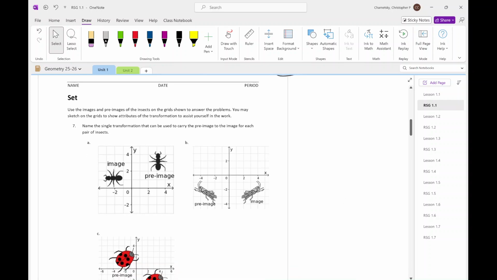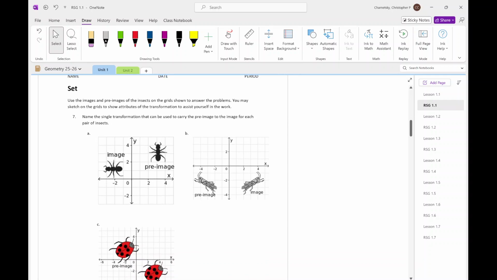Onto the set. Name the single transformation that can be used to carry the pre-image to the image for each pair of insects. So for A, this is clearly a rotation. The head of the ant is facing up and then it's facing to the left. So this is a 90-degree counterclockwise rotation.